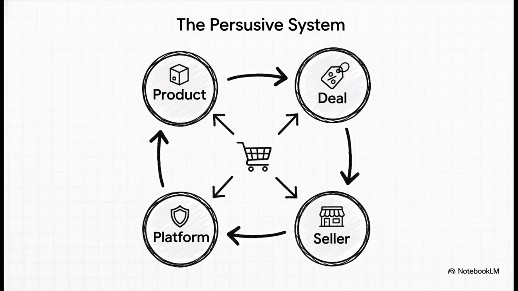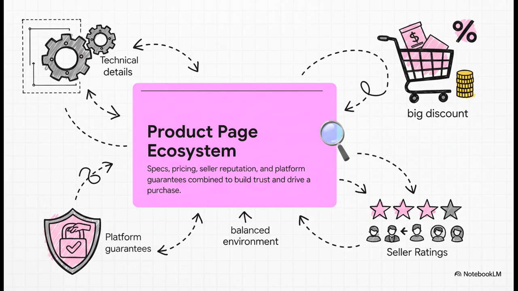So you see, these four areas, the product, the deal, the seller, and the platform, they aren't just separate blocks of text. They form this interconnected, persuasive system. Each piece is designed to answer one of your key questions and gently guide you, step by step, toward that Buy Now button. We can call this entire setup the product page ecosystem. It's a carefully balanced environment built to appeal to all kinds of different shoppers. It has deep technical specs for the expert, a big discount for the bargain hunter, seller ratings for the cautious shopper, and platform guarantees for anyone who's risk-averse. It's trying to cover all the bases.